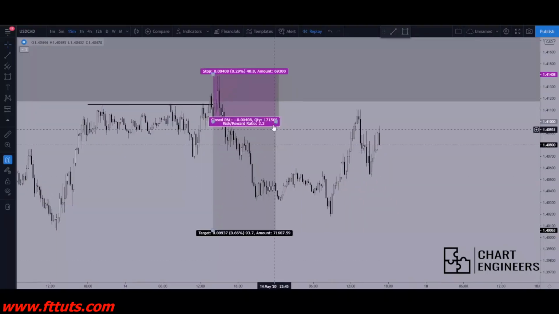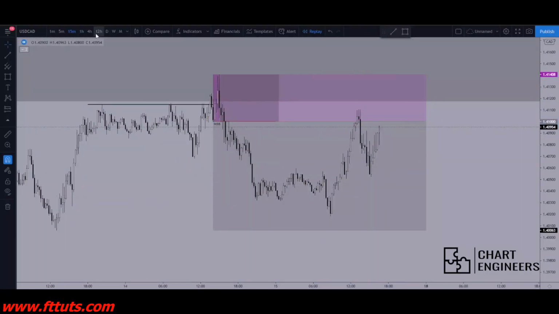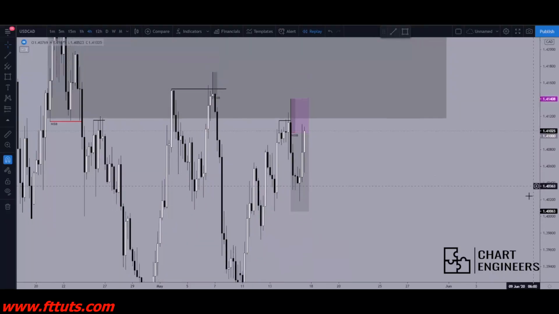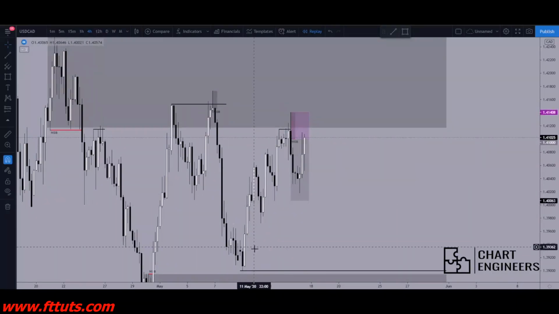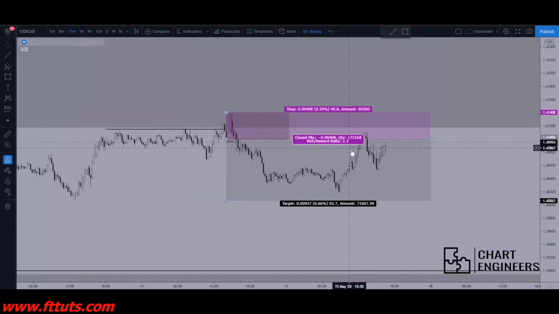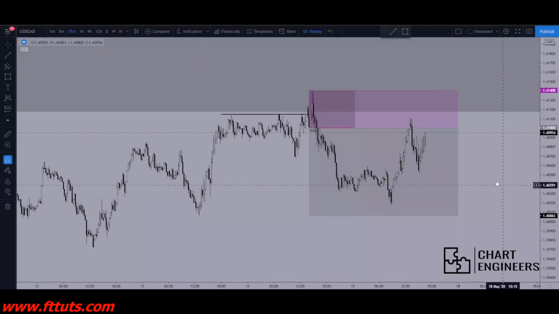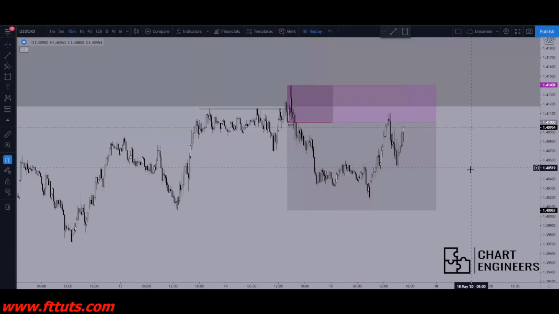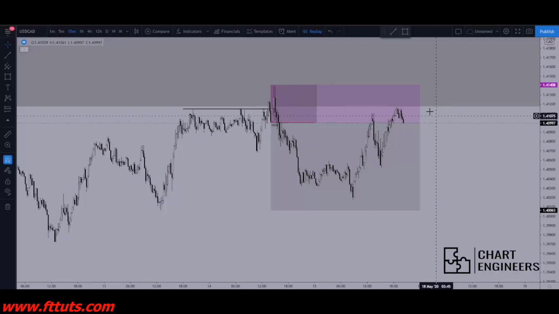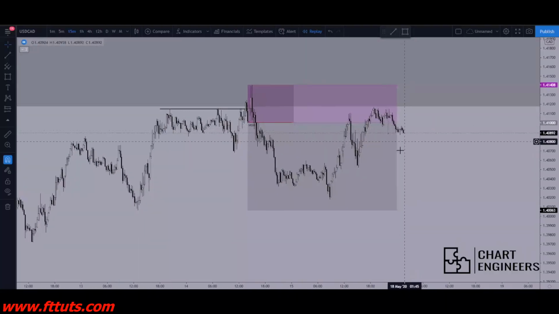Okay, it's come all the way up. Hasn't quite touched our target. But again, waiting game. I don't move my stops to break even normally unless I've shaved and I'm leaving a little bit of a runner. But in this case, it's come all the way back up.